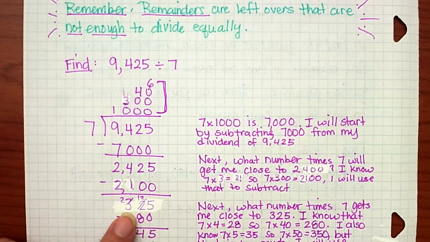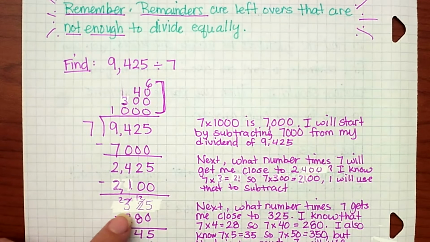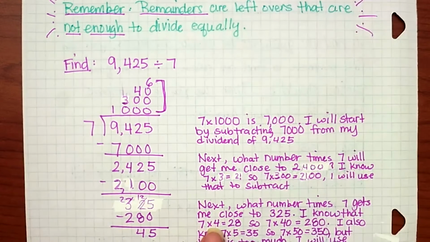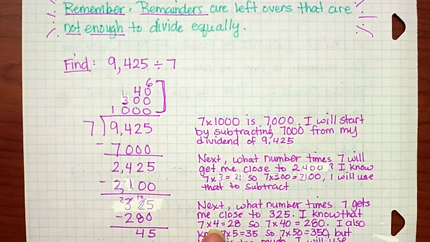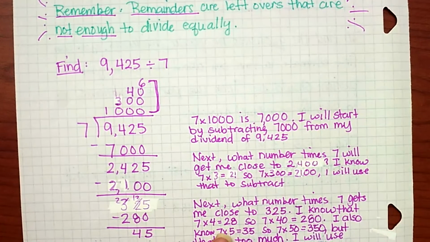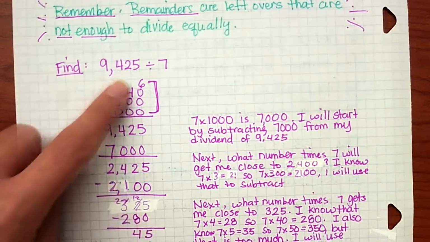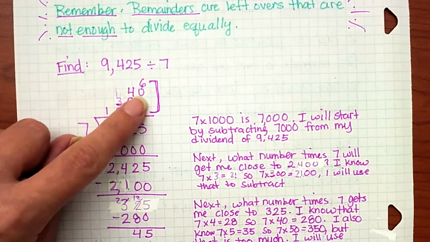So next, I have to think, what number times 7 will get me close to 325? I know that 7 times 4 is 28, so 7 times 40 is going to be 280. Now I also know that 7 times 5 is 35, so 7 times 50 is 350, but 350 is too much. That's going past my number and I can't do that. So I'm going to use the 7 times 40 equals 280. So I put my 40 up here.